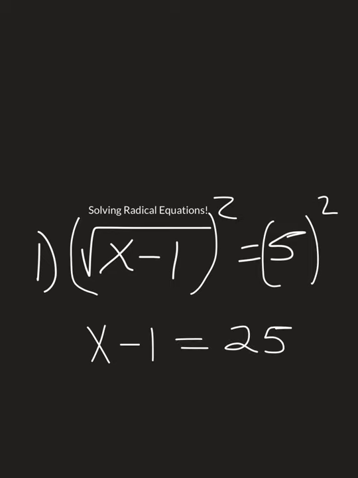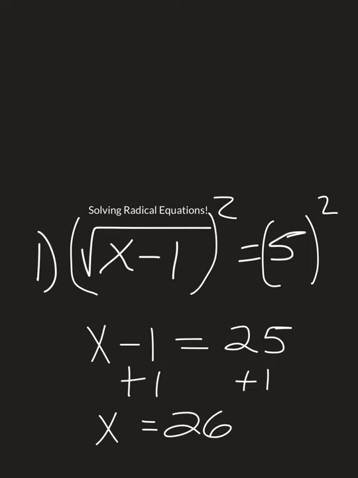I got the 25 by squaring 5. So we have x minus 1 equals 25, then now we're just going to do a little algebra. We're going to add 1 to both sides, and we're going to get x equals 26. Boom, got an answer. There's example 1.